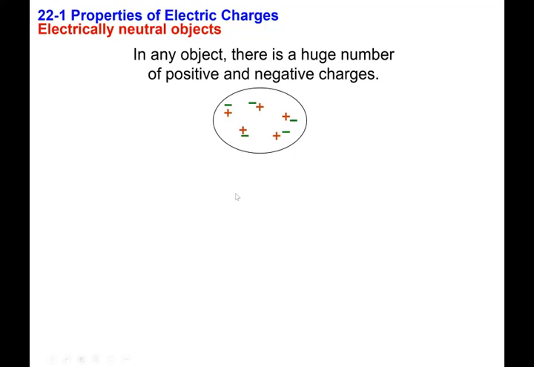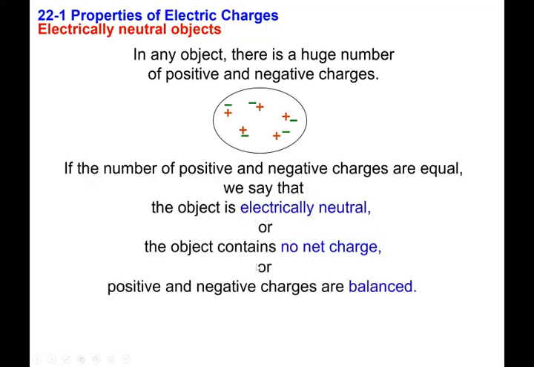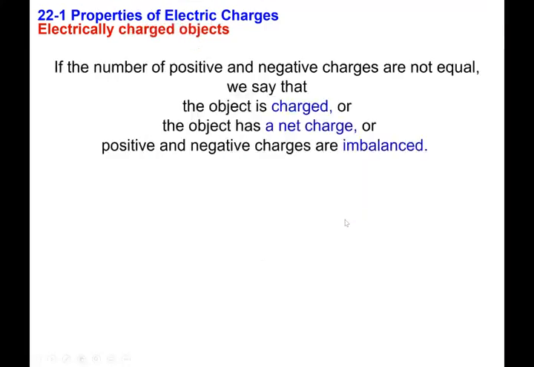Okay, so in this case, we say that the object is electrically neutral, or we can say there is no net charge on the object, or we can say the positive and negative charges are balanced. So in most cases, the objects that we are dealing with are not charged. However, if you charge an object by rubbing or by other means, now this object is charged, meaning it has either more positive charges or more negative charges.